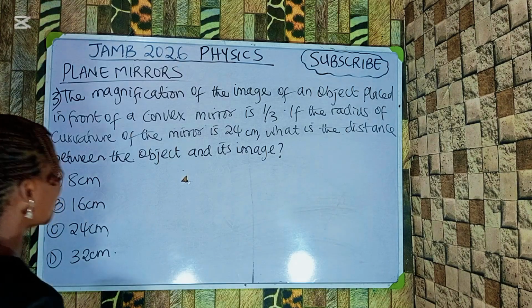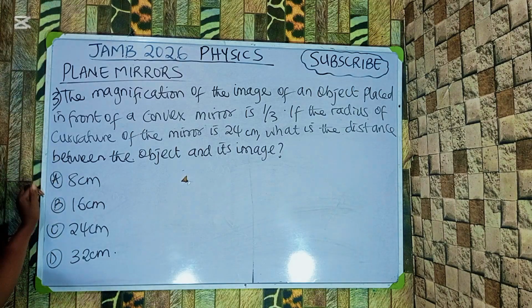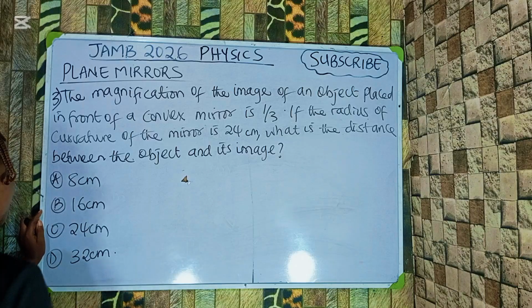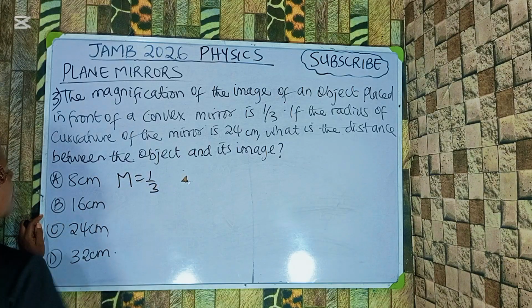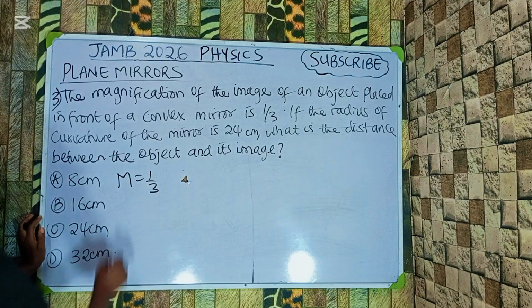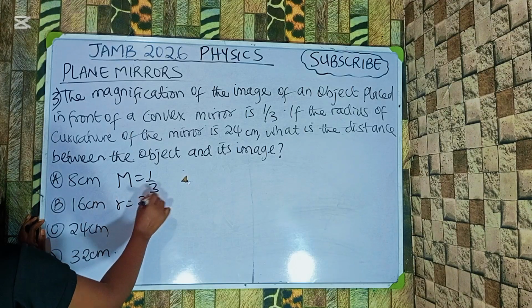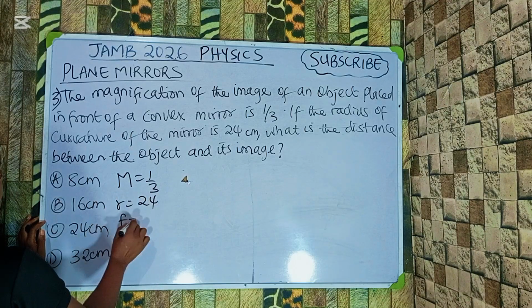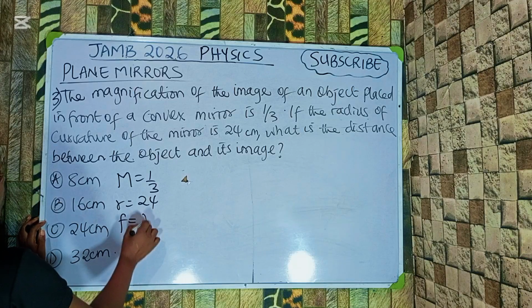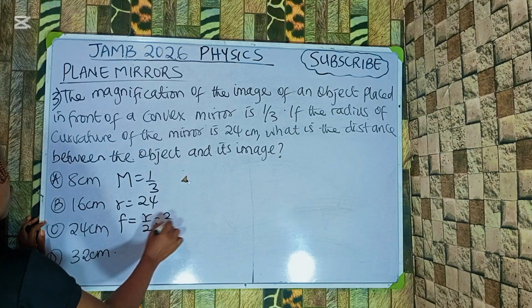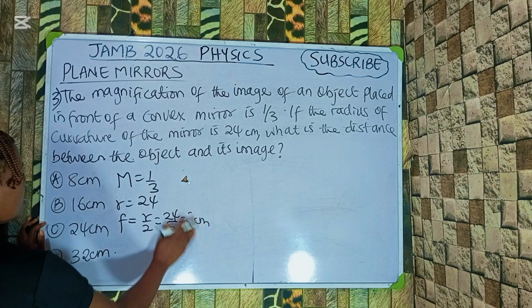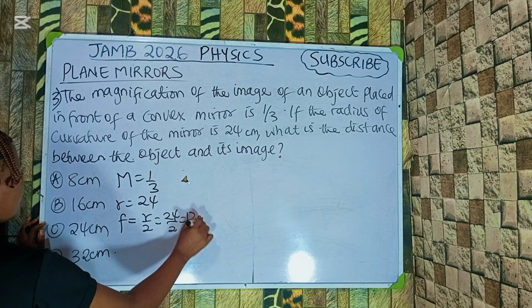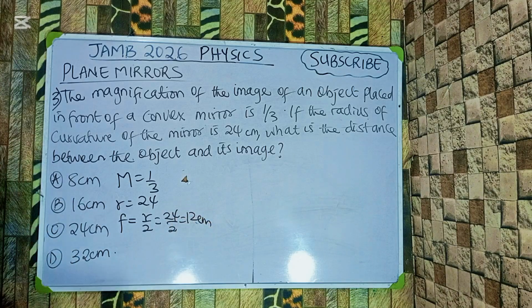The question says that the magnification of an object placed in front of a convex mirror is 1/3. That means m, which is magnification, is 1/3, right? Then the radius of curvature r is given as 24. Remember that focal length is equal to r/2, which is 24/2, which gives 12 centimeters, right? We're looking at the distance between the object and its image.